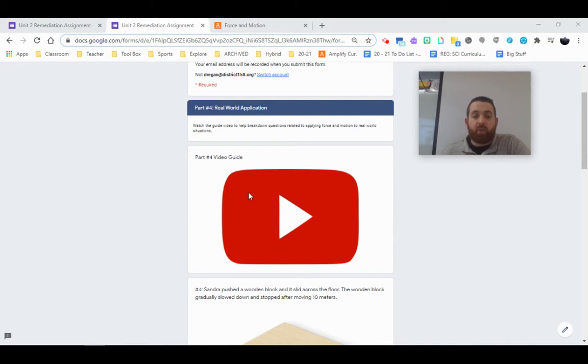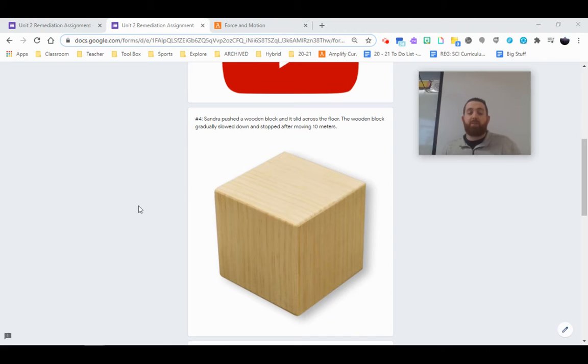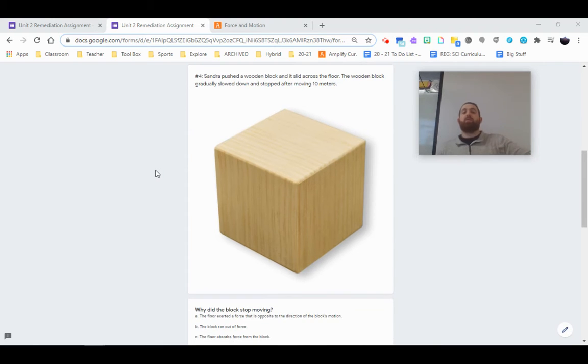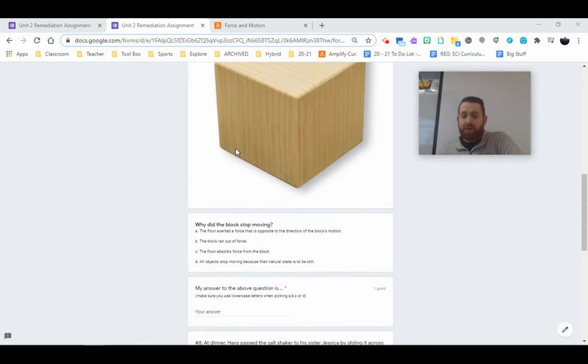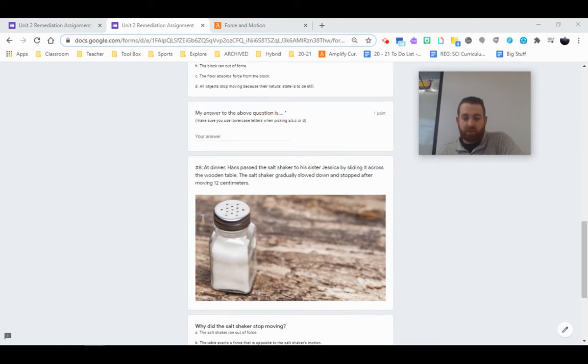Hey everybody, Mr. Regan here, and we're going to be looking at one of our last sections here, part 4, that deals with real-world application of force and motion. These were the questions on the summative that dealt with different objects as they slide across a floor or a table, and this idea that as they gradually slide across, they slow down and stop after 10 meters. And the question is, why did this block stop moving, or in this case, the salt shaker?